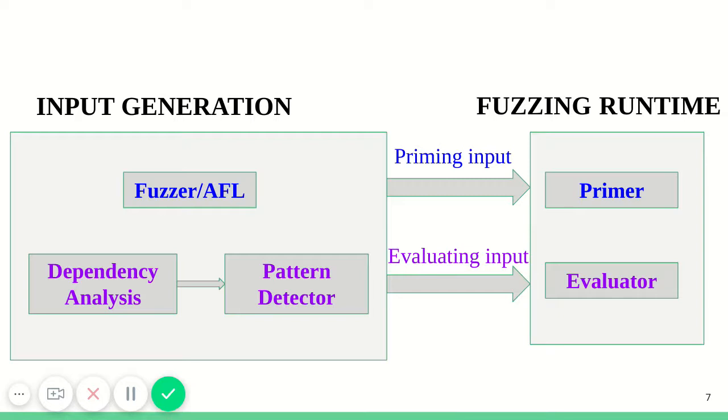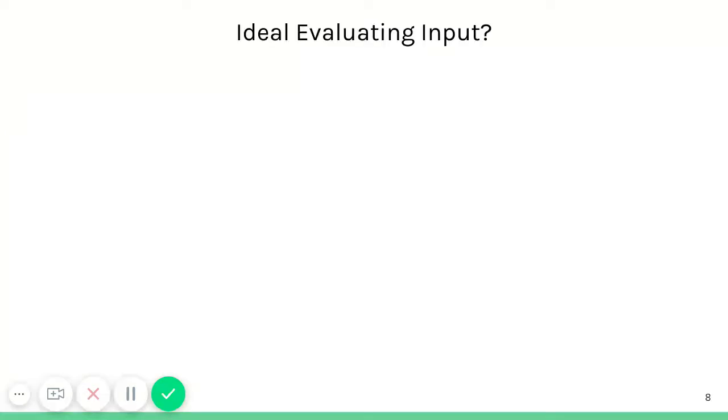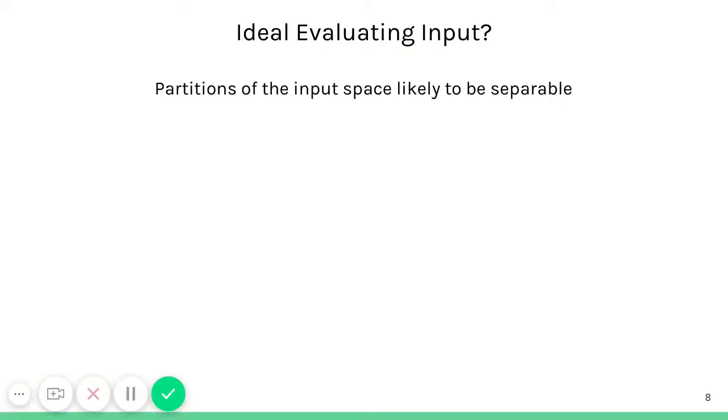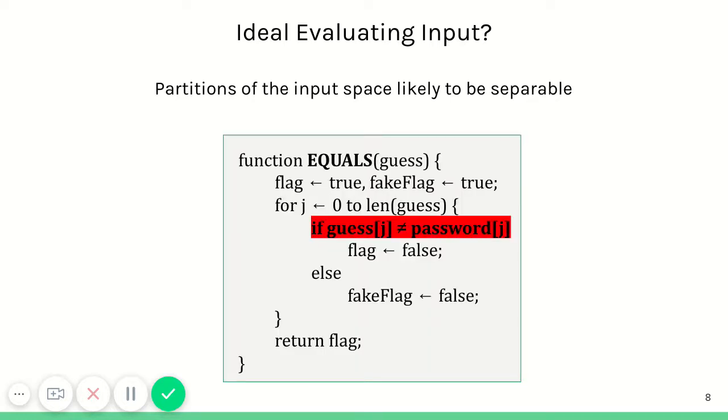The second goal of the input generation phase is the generation of pairs of evaluating input. If the pairs of evaluating input are separable through their execution time behavior, then there is a side channel in the primed runtime. In generating evaluating input, we want to find partitions of the input space that are most likely to be separable. Returning to our motivating example, we gain the intuition that these are partitions that differ on some secret dependent branch.